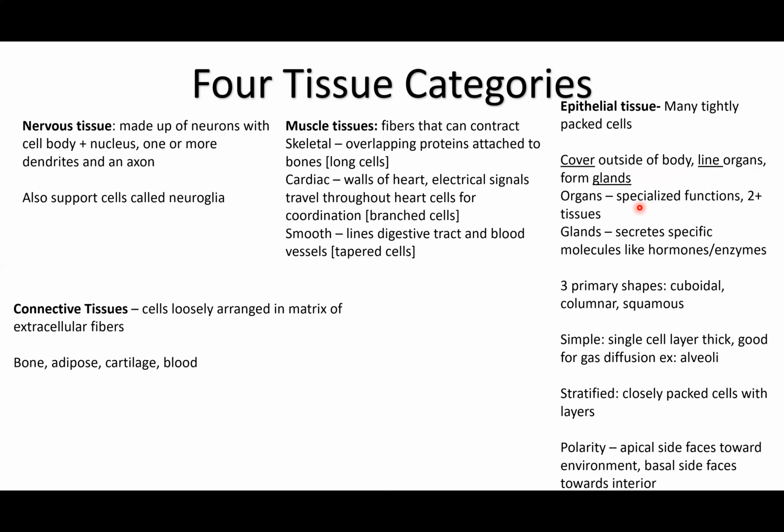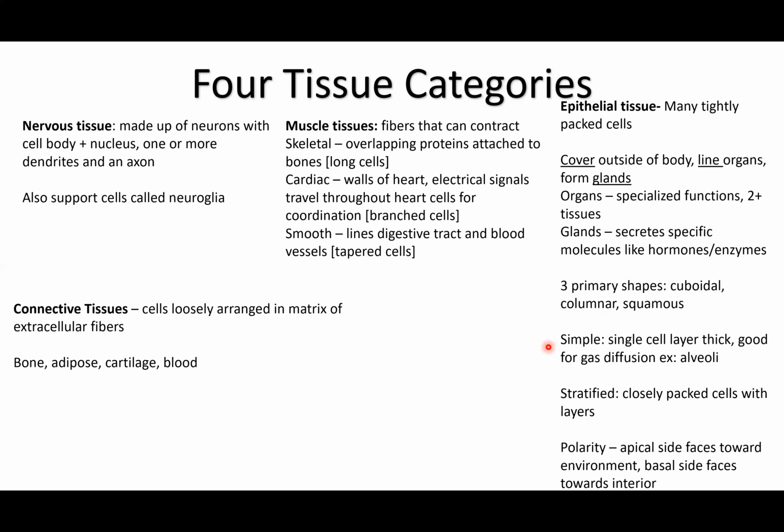For some vocabulary, we have organs, which have specialized functions, and they're comprised of 2 or more tissues. And glands secrete specific molecules such as hormones and enzymes. The cells in epithelial tissues have three primary shapes. Cuboidal cells are square, columnar are rectangular like columns, and squamous are kind of irregular, such as the human cheek cells we looked at in lab.